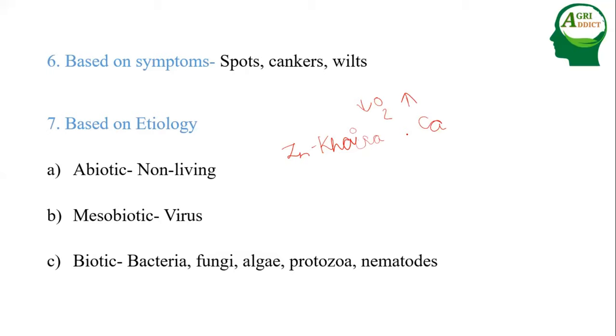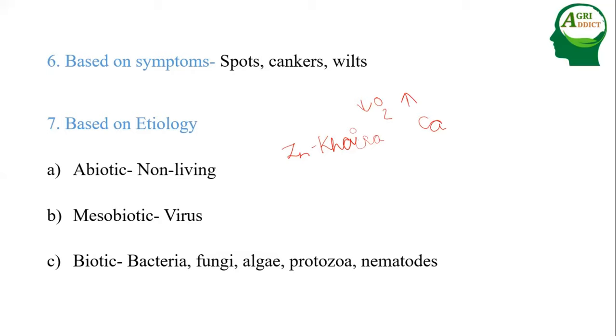abiotic. Whereas mesobiotic means they are neither living nor non-living, and the bridge which acts for living and non-living is virus. In case of virus disease, you observe the leaf curling, stunting, mosaic symptoms, and mottling.